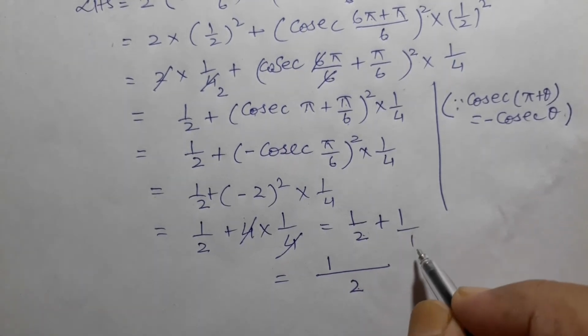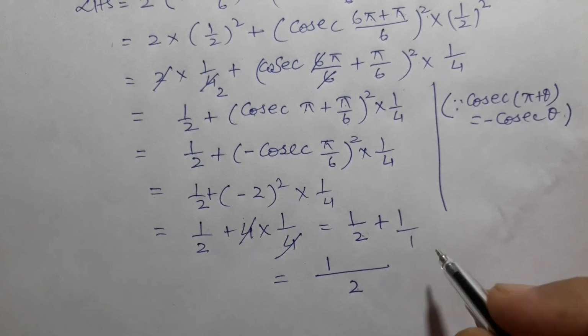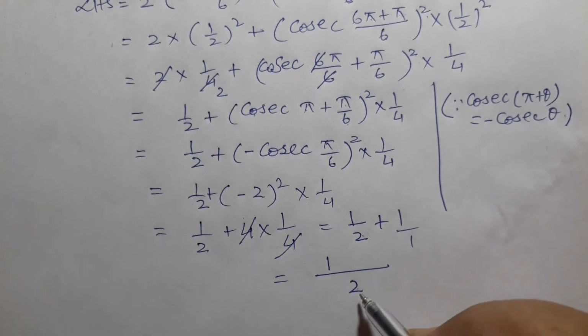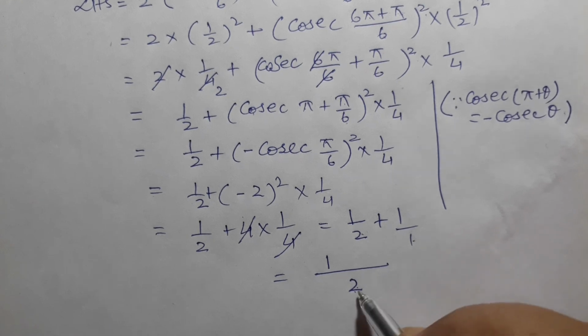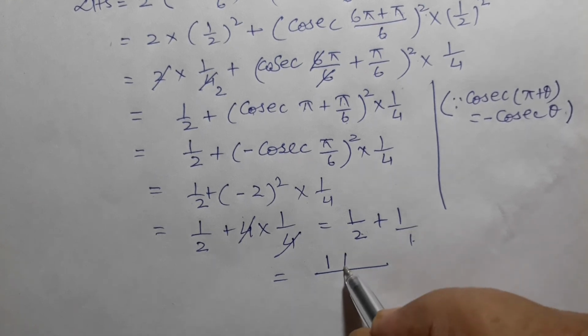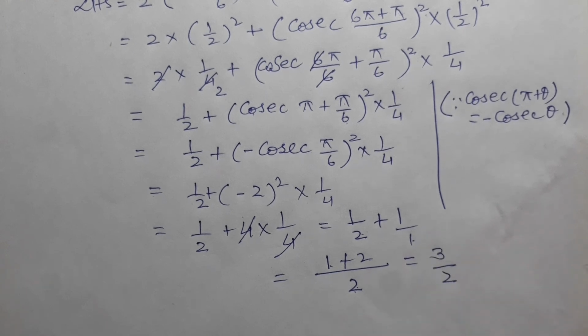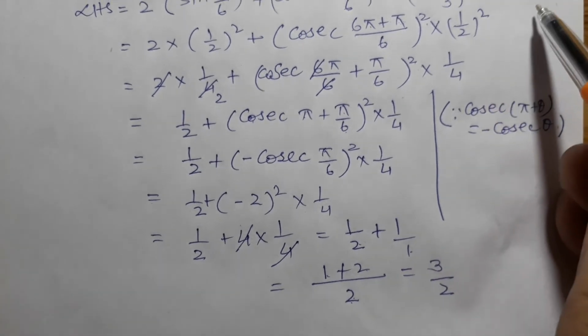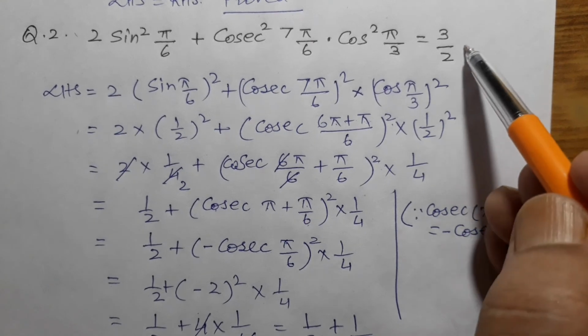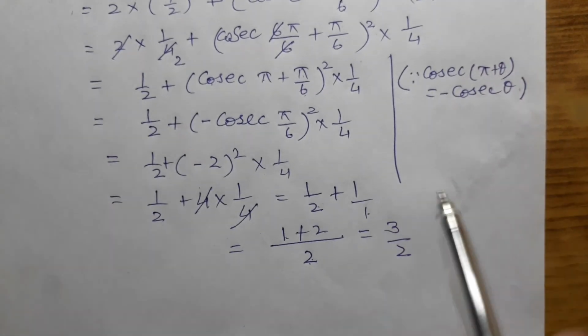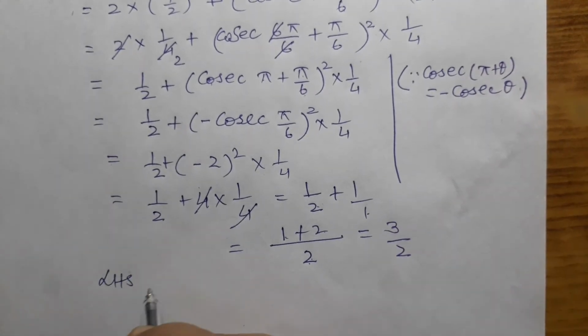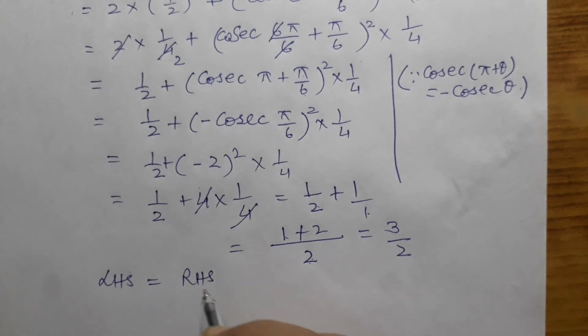This we can consider 1 at the place of denominator. So 2 divided by 1 is equal to 2. Again multiply 2 by 1 will be 2. So it will be 1 plus 2, 3 by 2. This is our RHS 3 by 2. So we can say that LHS is equal to RHS, proved.